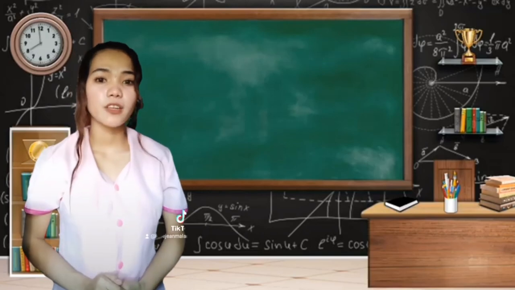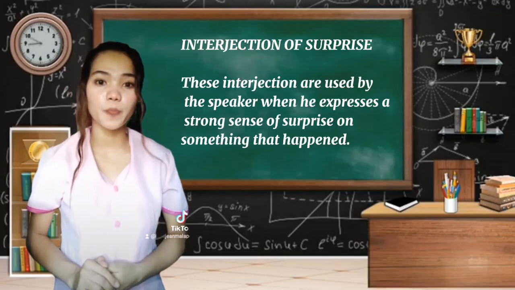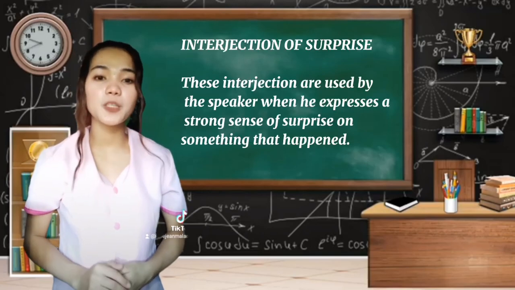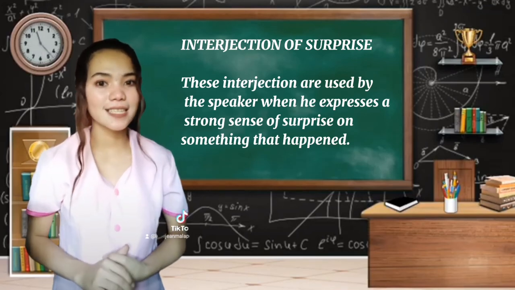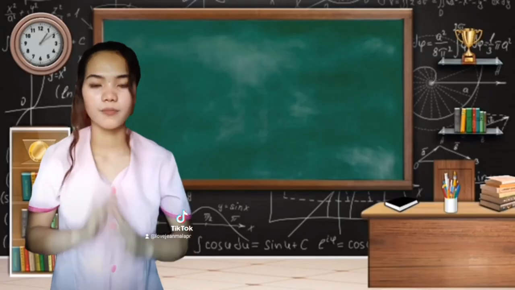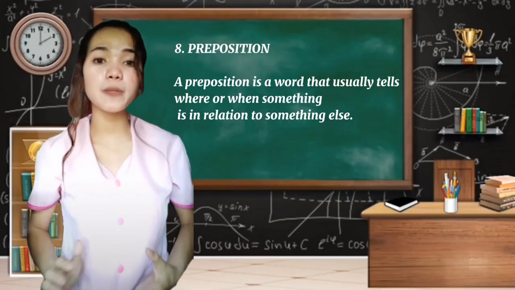The last type of interjection is the interjection of surprise. These interjections are used by the speaker to express a strong sense of surprise. These include wow. The last part of speech is the preposition.